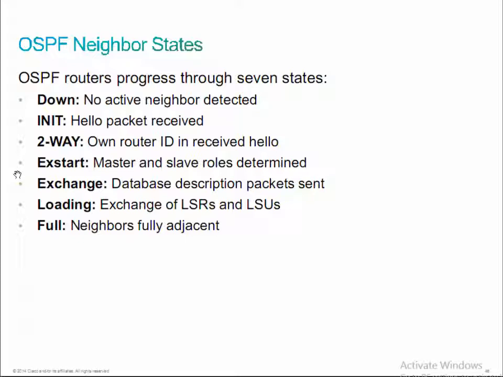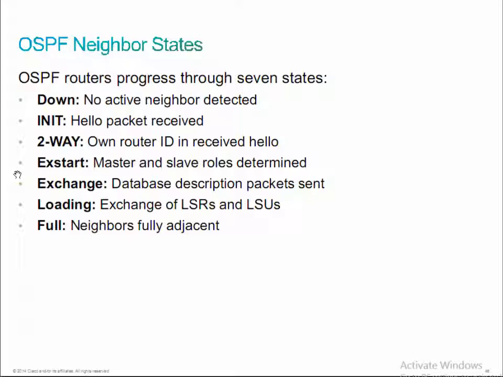Basically, in the xstart state, we're just trying to negotiate which router has the latest information, which router is going to become the master for the exchange of information, which router is going to become the slave. Do not confuse this with DR, BDR, because that's not what we're talking about in this particular case. We're not talking about a DR, BDR election. We're identifying who's going to be the primary router responsible for exchanging information, right? Also, we're identifying the ISN, the initial sequence number, and some other things as well.